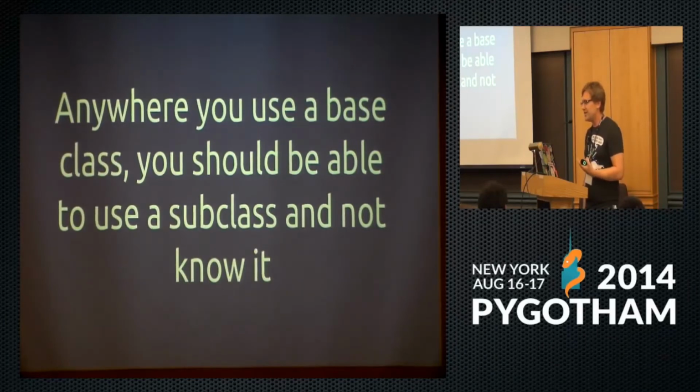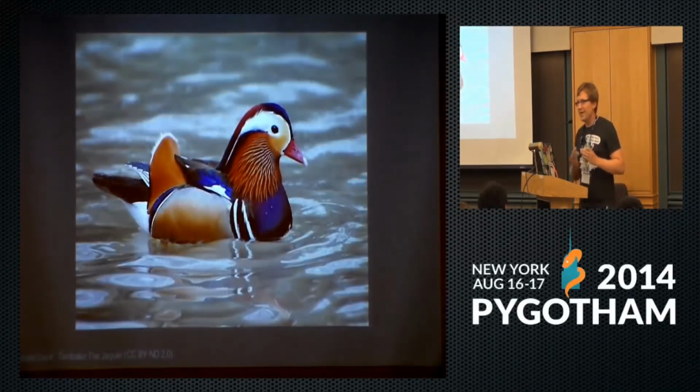Anywhere you use a base class, you should be able to use a subclass and not know it. So it's enhanced duck typing, really. No matter how bizarre a subclass you invent, or object in general, because this is Python, you don't have to use inheritance, it still needs to behave like that original object you may be replacing.